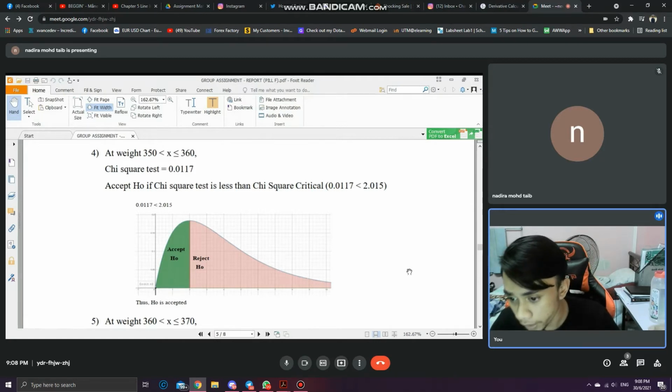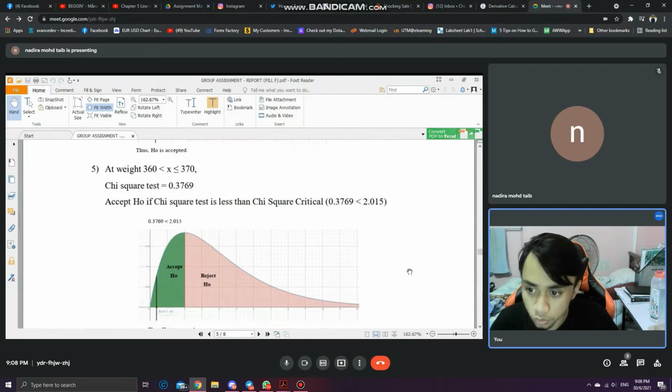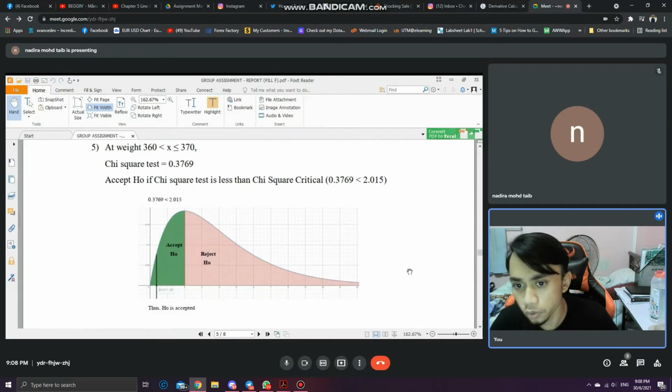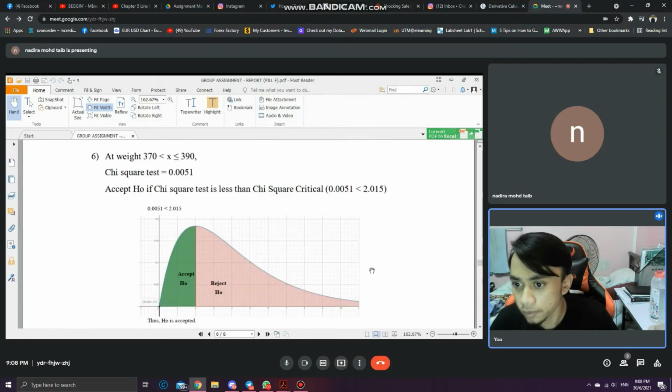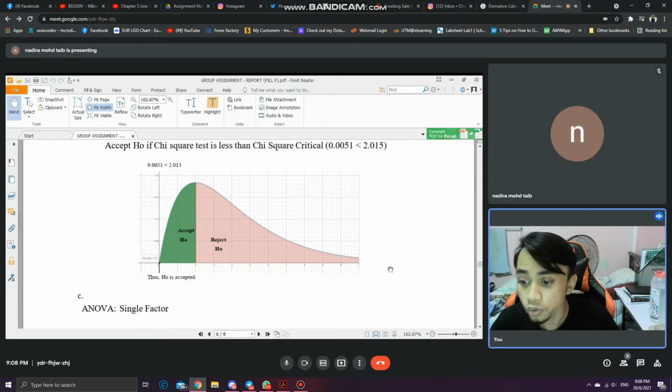Same as number 5, the same step that we use, we compare the chi-square test value and chi-square critical, and still H0 is accepted. So number 6, at range 370 to 390, the chi-square test value is 0.0051, which is less than chi-square critical value, and based on the graph, we can conclude that H0 is accepted.